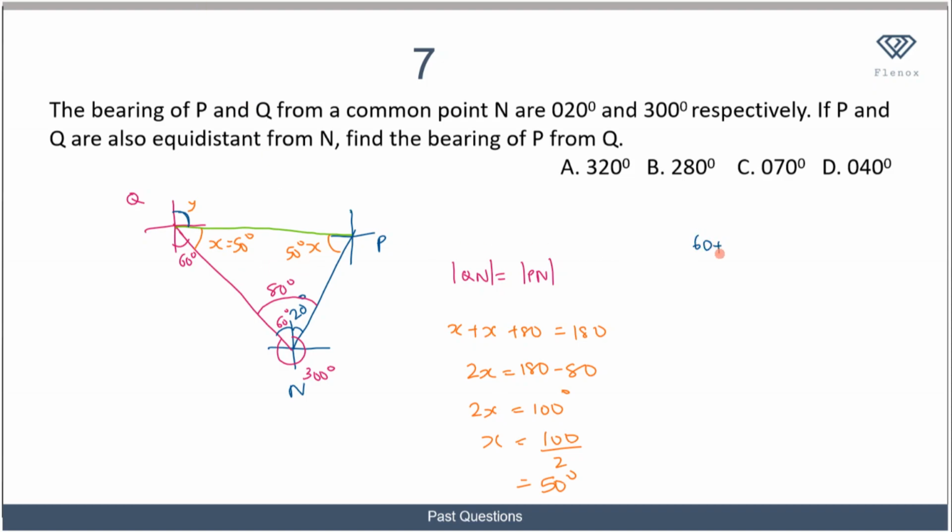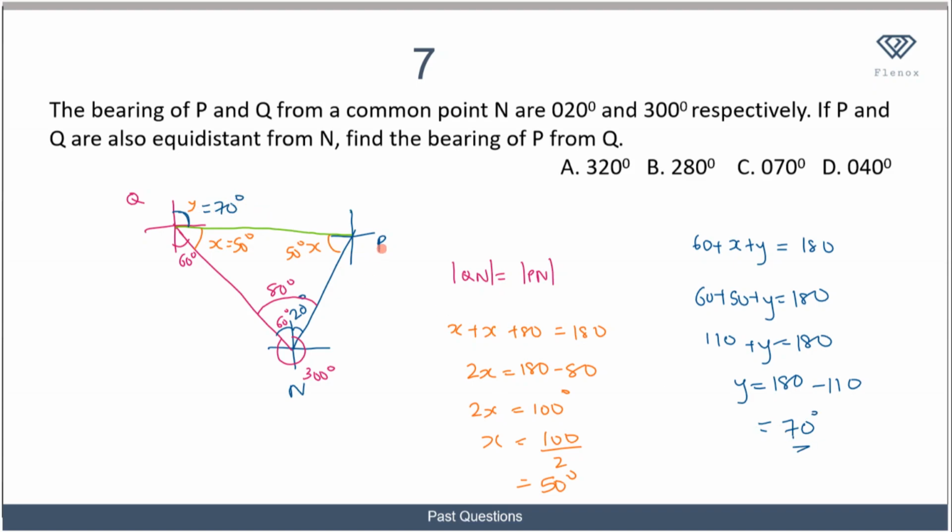So I can write that 60 plus x plus y must be equal to 180 degrees. Now I know that my x is found to be 50 degrees. So 60 plus 50 plus y equals 180, so this is 110 plus y equals 180. So y will be 180 minus 110, and that gives me 70 degrees. So this angle over here, y, is equal to 70 degrees. So the bearing of P from Q is 70 degrees, and the correct option to this question is option C.